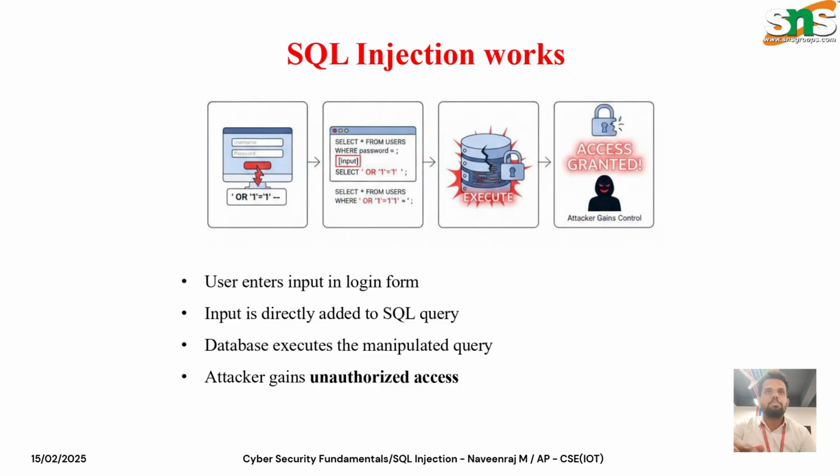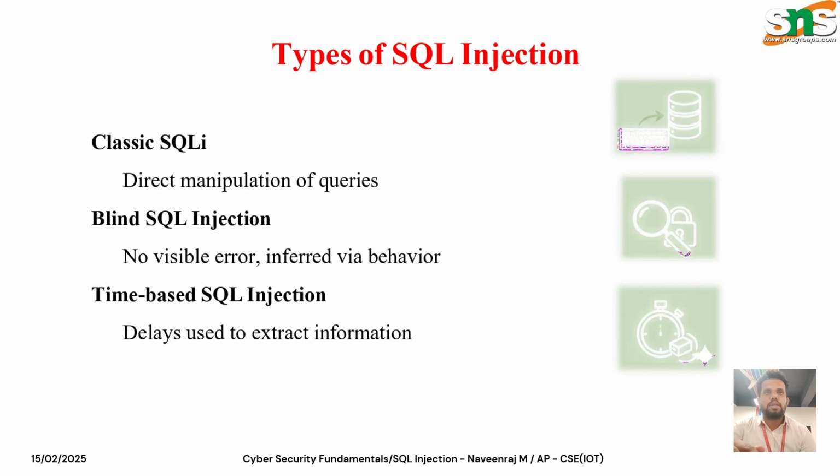Then examples: suppose the login query is SELECT * FROM users WHERE username = 'admin' AND password = '1234'. If the attacker enters admin' OR 1=1 as the username, this query becomes SELECT * FROM users WHERE username = 'admin' OR 1=1. Since 1=1 is always true, the database returns all users. Login bypass, this is SQL injection.